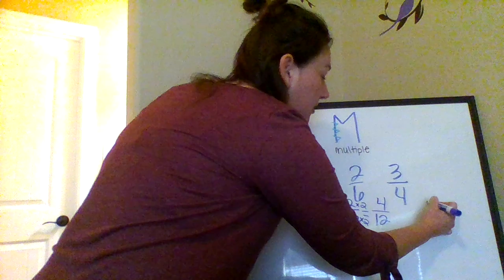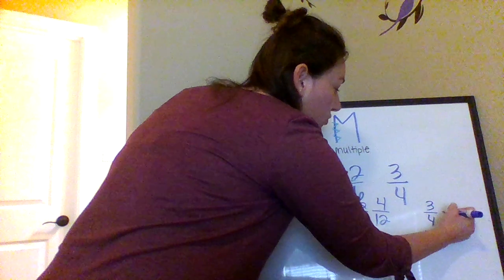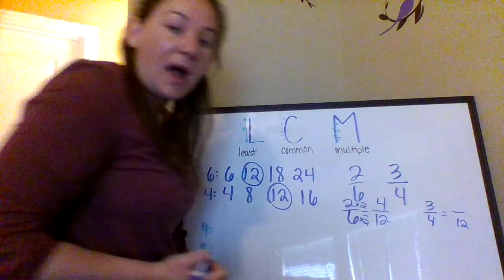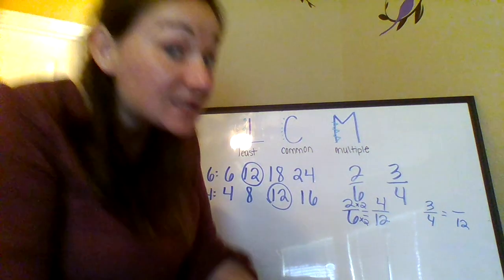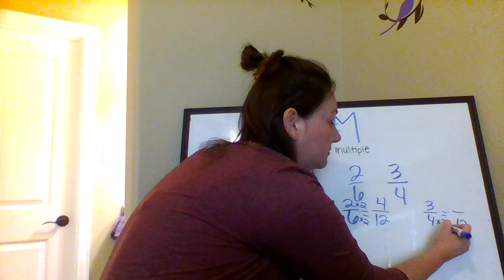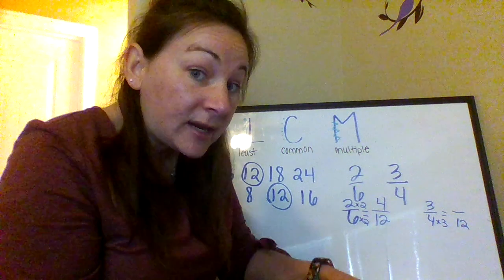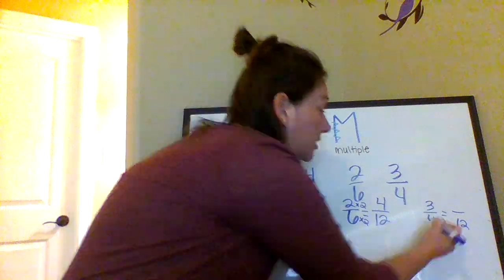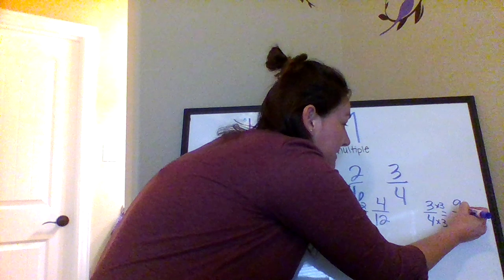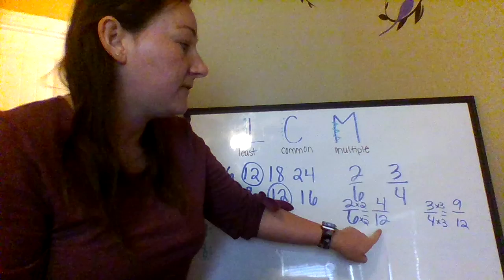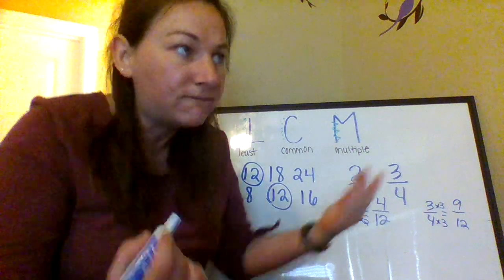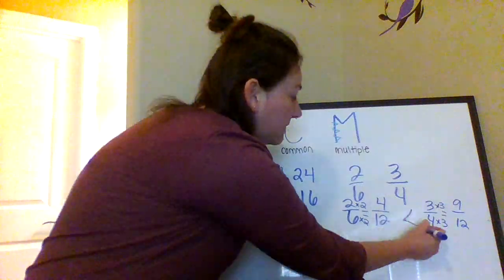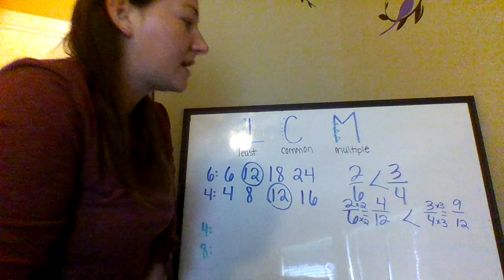Well, okay, let's turn 3 fourths into 12ths. So how many twelfths is that equal to? Well, 4 times what is 12? 4 times 3 is 12. And again, if I multiply my denominator by 3, I got to multiply my numerator. So 3 times 3 is 9. So if I want to compare 4 twelfths to 9 twelfths, well, I'd rather have 9 twelfths of the pizza than 4 twelfths of the pizza. So 3 fourths would be greater.